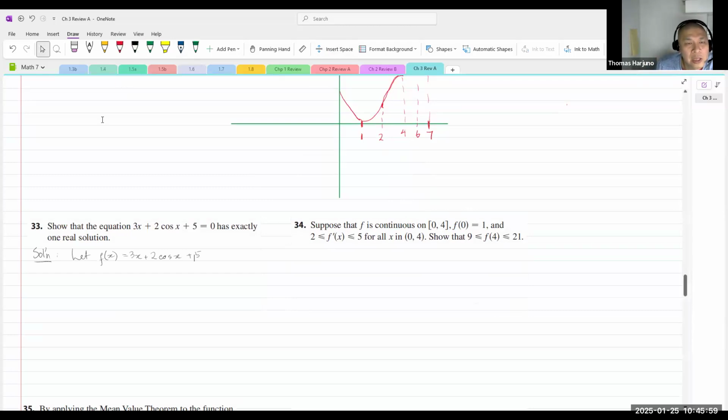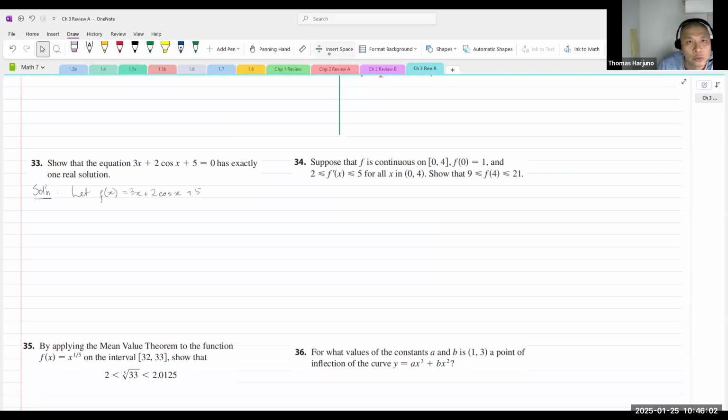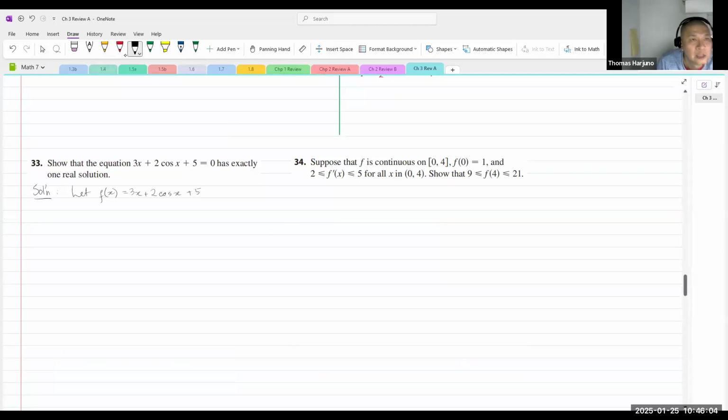Now, to show that it has exactly one real solution, we're supposed to show two things. First one, we need to show fx has at least one root. Okay, at least one root. So choose an interval at which you think it will give you a root.